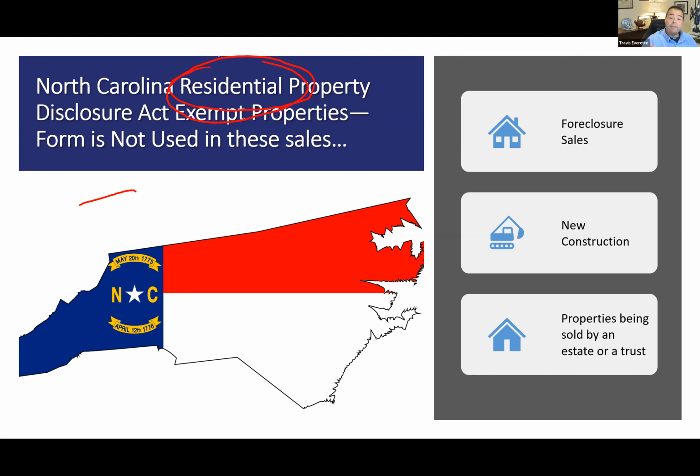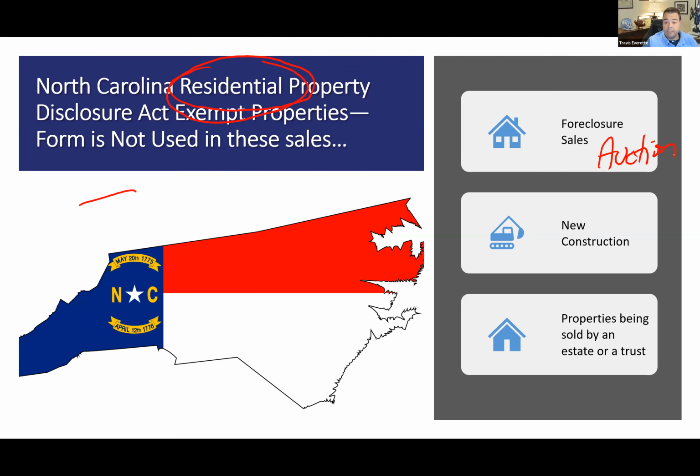Even then, even if it's residential, there are 3 very narrow exemptions to this law, even when it's residential. The first is if the property is being sold at a foreclosure auction. I want you to add the word auction here. So if you're going to the county courthouse, foreclosure auctions only happen at the county courthouse. If you're going to a foreclosure auction at the county courthouse, you should not expect to see a disclosure statement from a seller. And here's why.